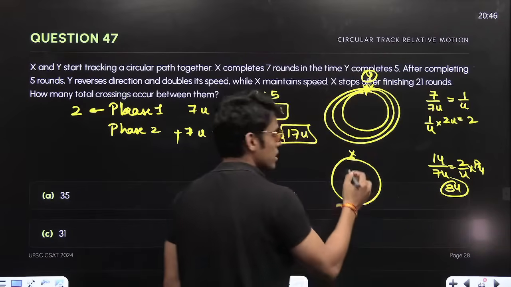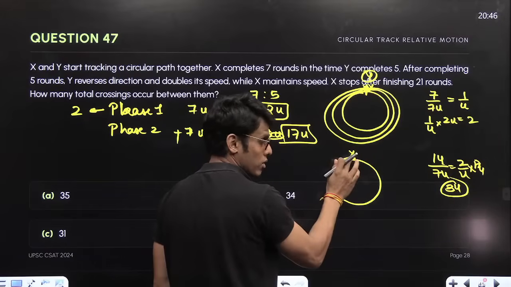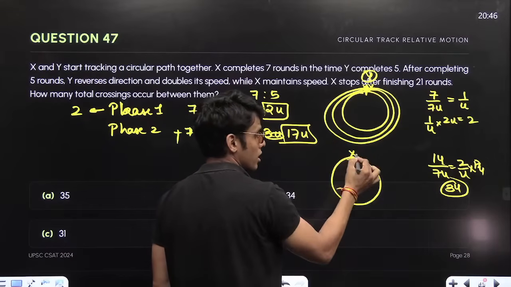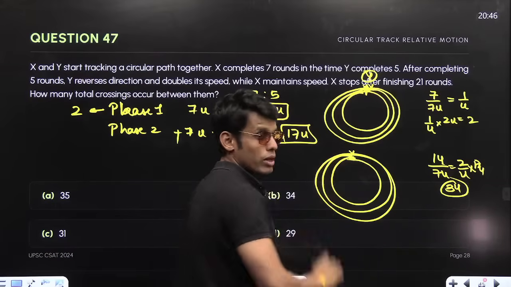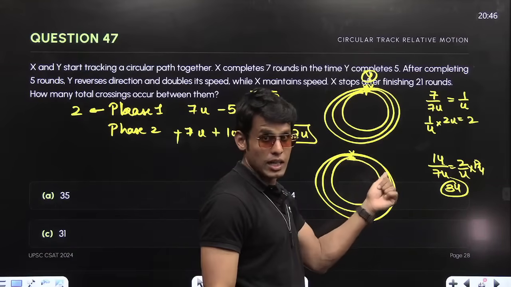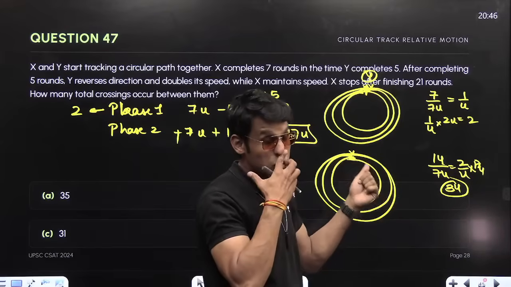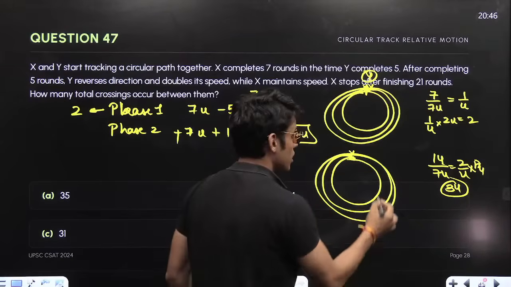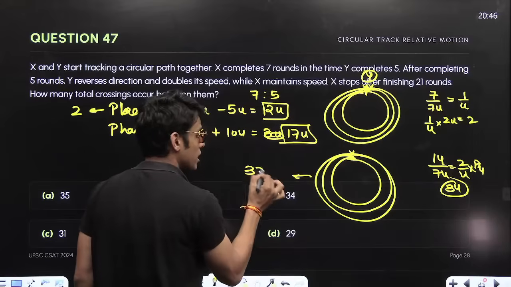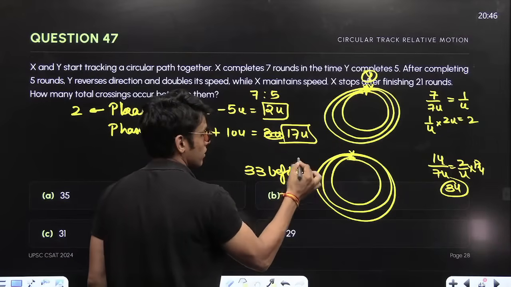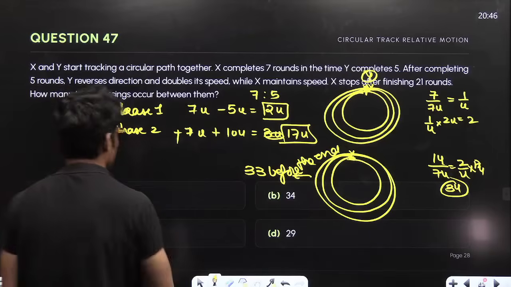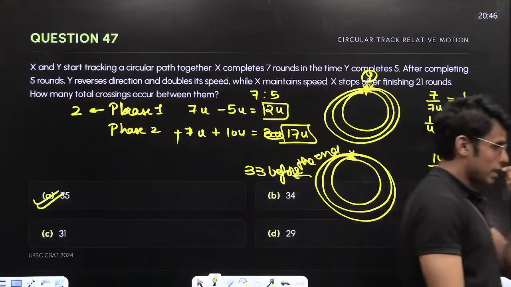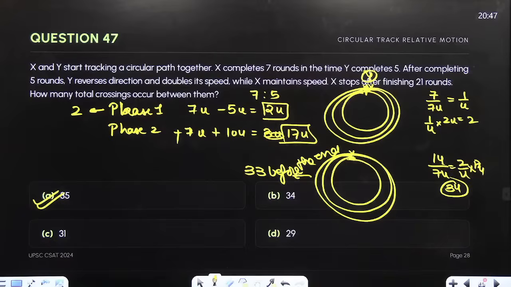So this means we have to skip the first one because we have already counted it here. Now the y is moving 34 times. So it will meet x 34 times before the end. No, sorry, 34 including the end. So 33 before the end, right? So in total, 35 is the correct answer.